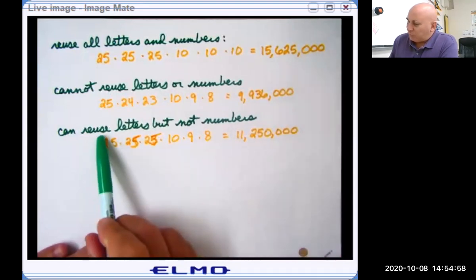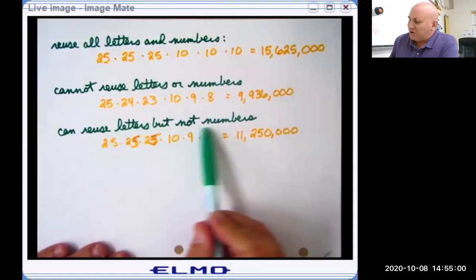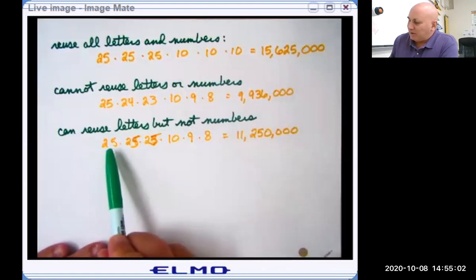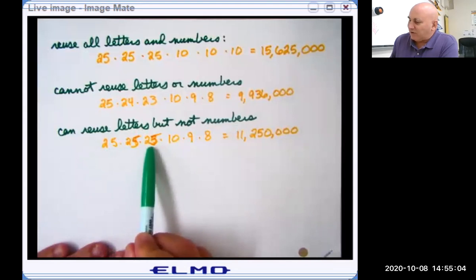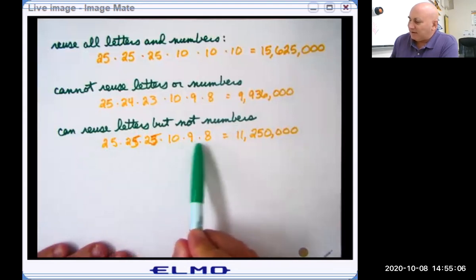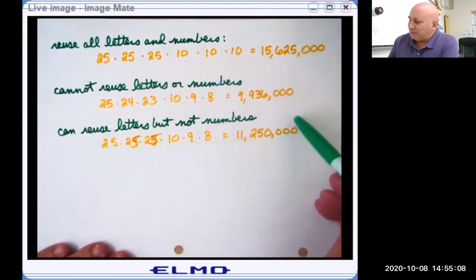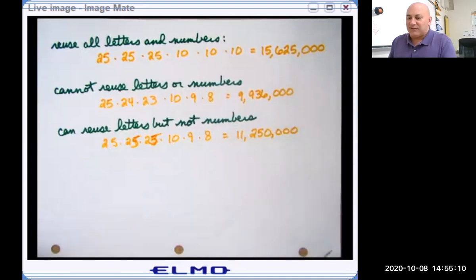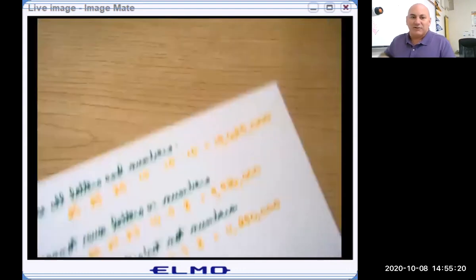And let's say we can reuse the letters, but not the numbers. Well, that's 25 letters each time, but still the 10, the 9, the 8. And that bumps us up to a little over 11 million license plates. You can imagine the letter, number wasn't going to last long in a state of 40 million people. So we've had to add a 7th character to our license plates.